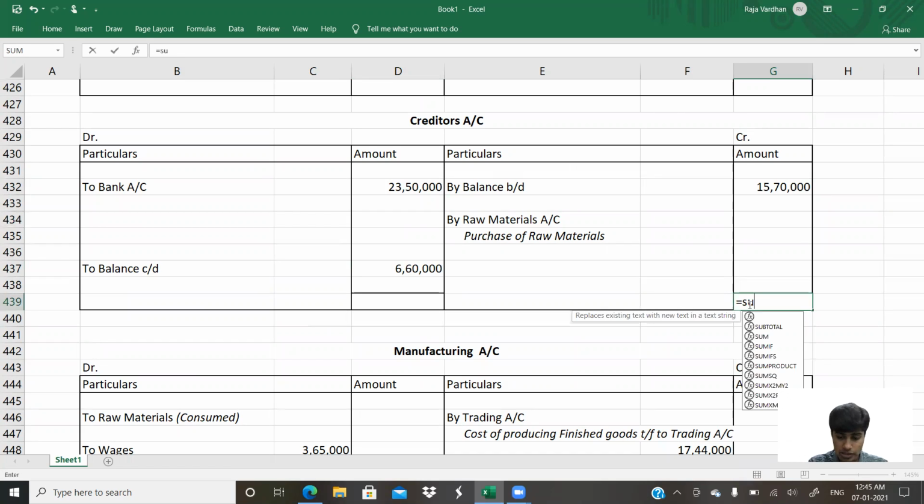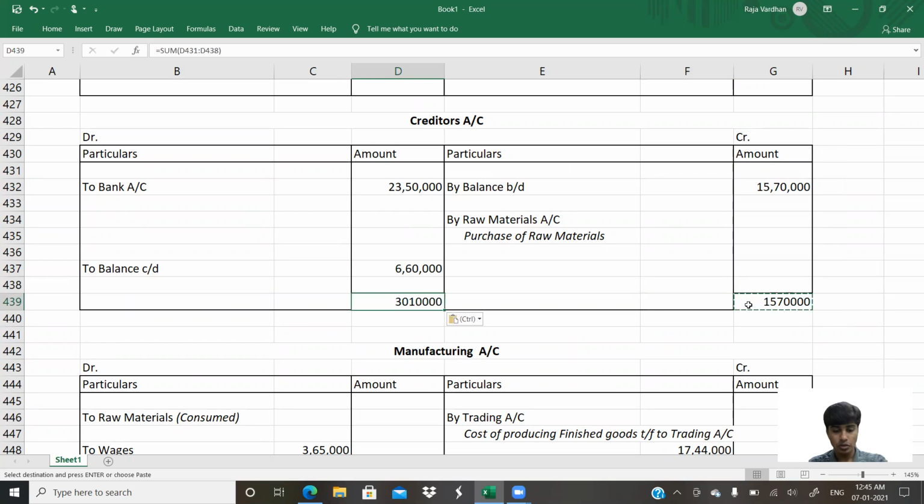If I put sum on both sides, there is a difference. The difference is the balancing figure. This balancing figure. What is this balancing figure? Okay, I'll leave it here. This is balancing figure. How much is the balancing figure here?